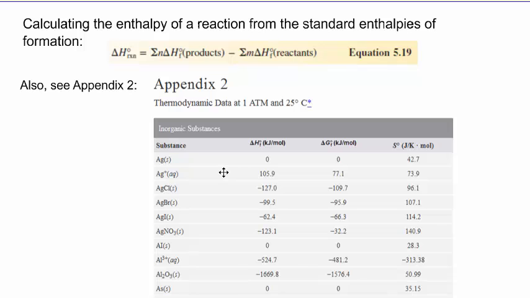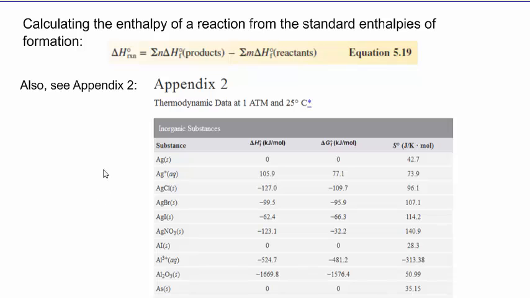It's very important to look at the states of matter. If we look here at silver, silver is listed as silver solid and as an ion in aqueous solution, and they have different numbers. It's 0 for standard state silver solid because that's already an element in its standard state. But for the aqueous ion, it has a value. So be very careful when you're looking at this table that you're looking at the correct state of matter and making sure you're getting the right numbers.